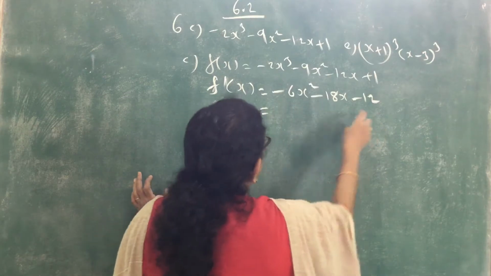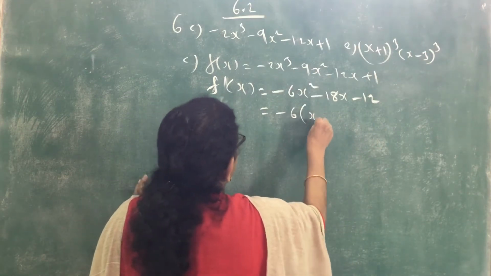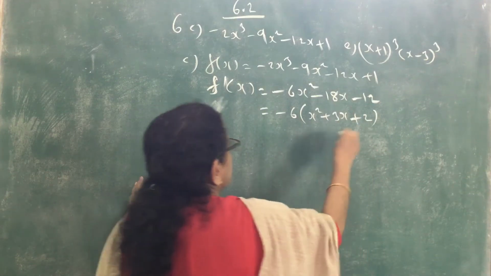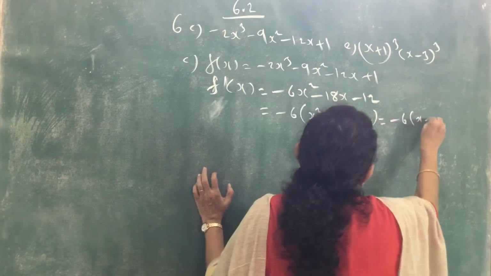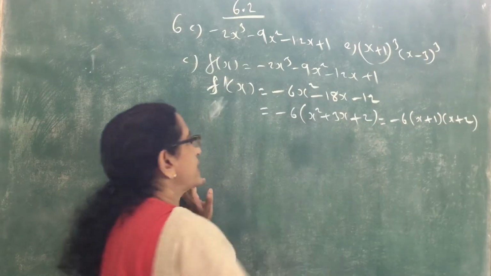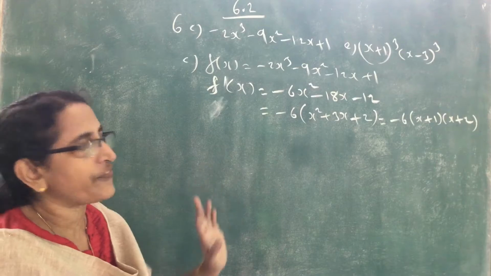So here minus 6 is common: minus 6 into x square plus 3x plus 2. Now again we can factorize, that is equal to minus 6 into x plus 1 into x plus 2. Since 1 into 2 is 2 and 1 plus 2 is 3, we wrote it in the factorized form.